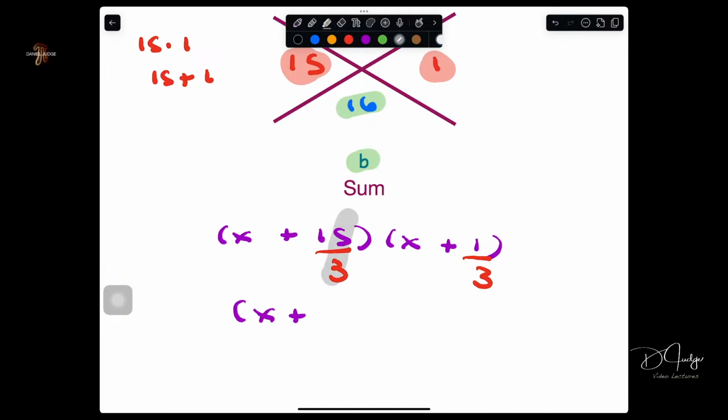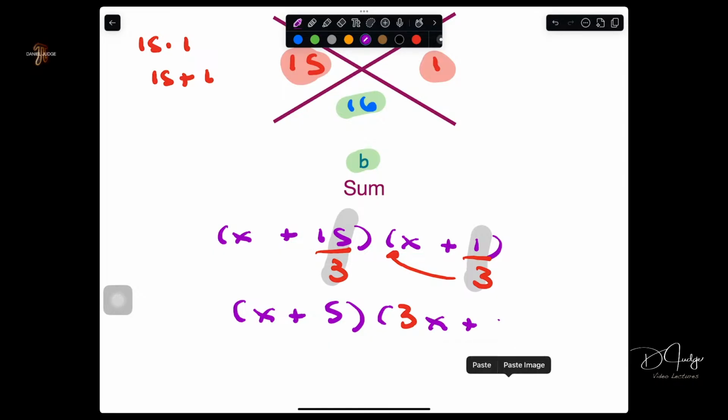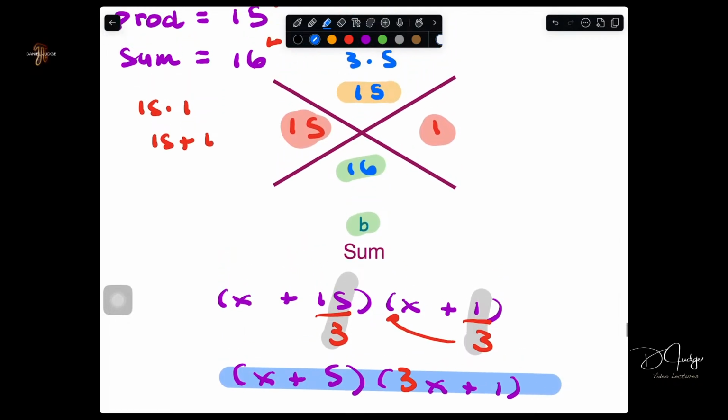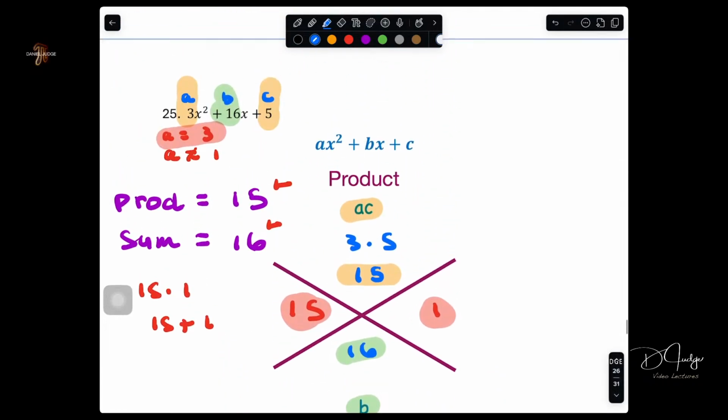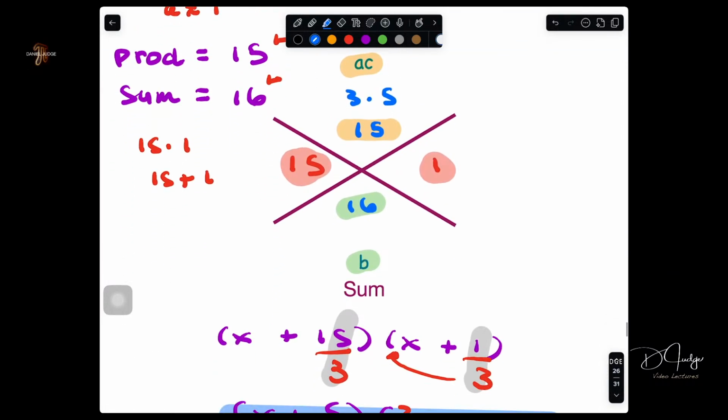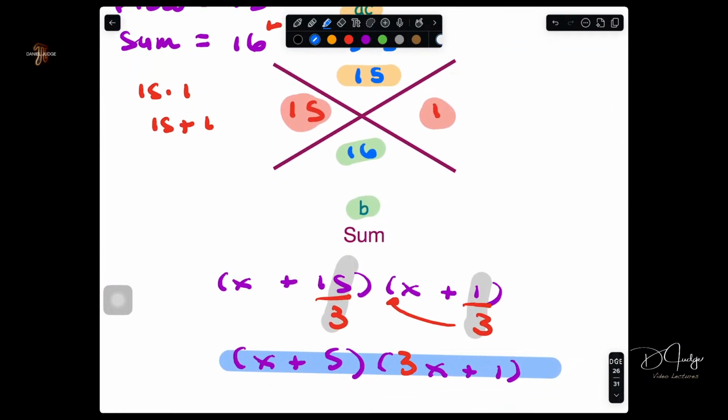Here again, 15 divided by 3 is 5. And then 1 divided by 3, that's not a whole number. So you're going to put there a 3 in front of that X. Don't forget to add 1. So, ladies and gentlemen, there's your conclusion there. So I won't put it back up here. Don't really need to, but you guys have reviewed this factoring by the crisscross method. Pretty good stuff.